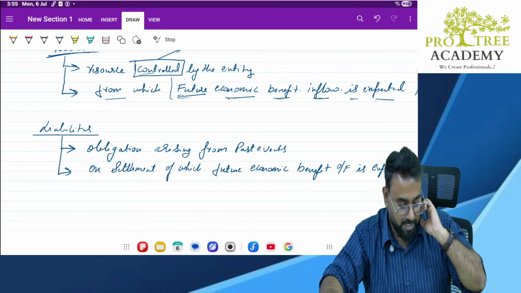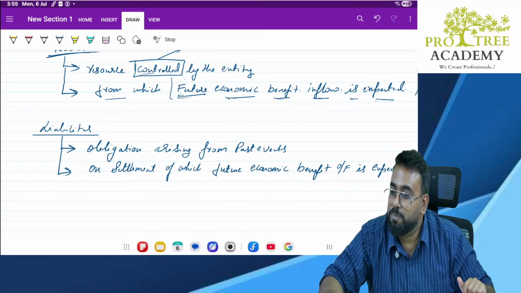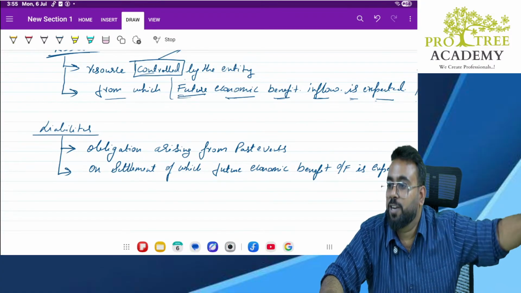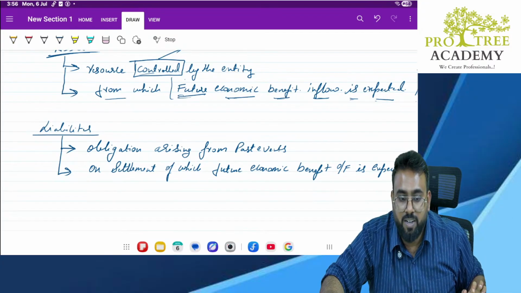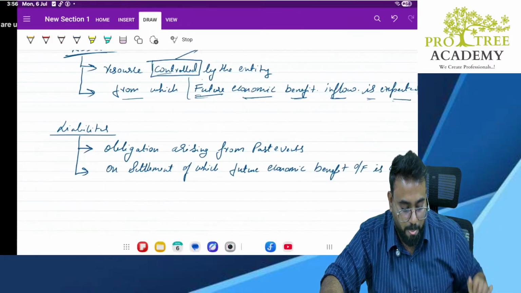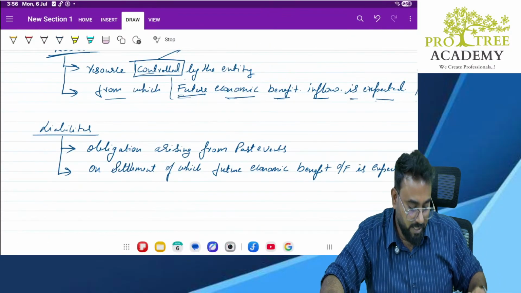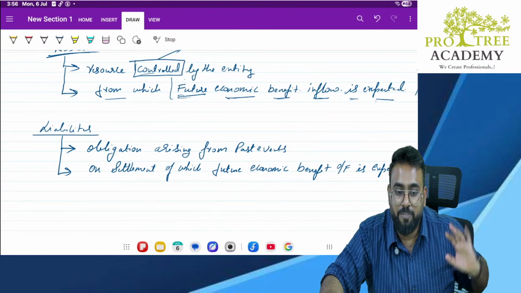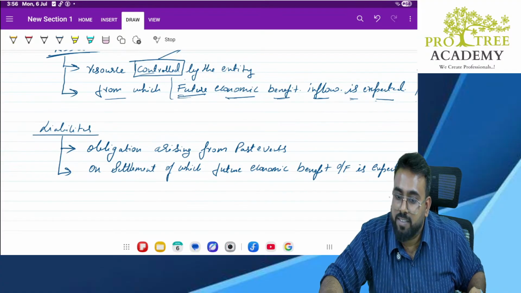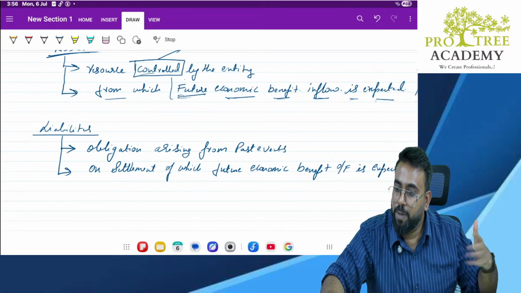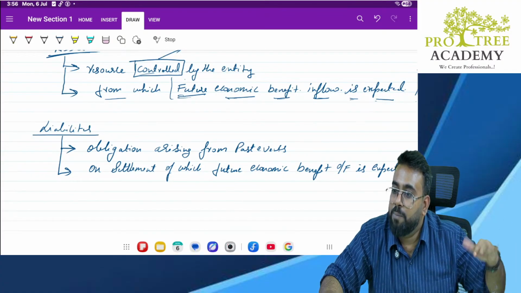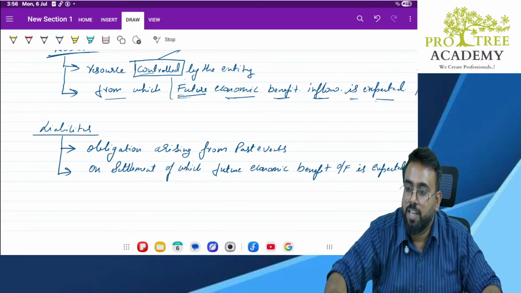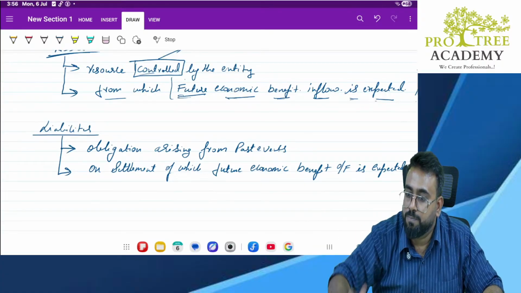Let's come to liability definition. Is it an obligation arising from the past event? Yes. The moment I took the loan, I am obligated to repay back the loan. Arising from the past event. Next, do I need to repay that loan or is it for free? I need to repay. So the repayment is nothing but settlement. On repayment, what will go out? My cash or bank will go out. That is nothing but future economic benefit outflow.